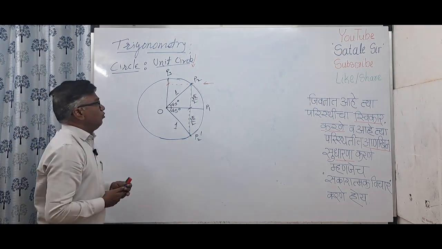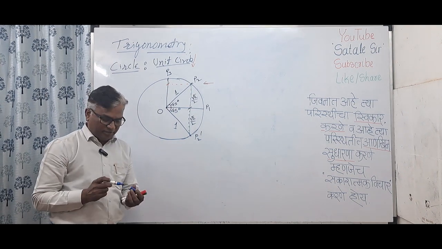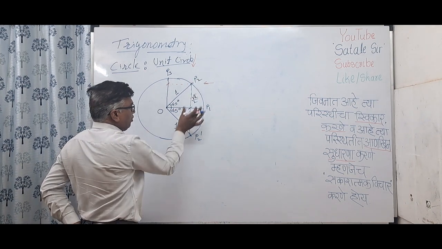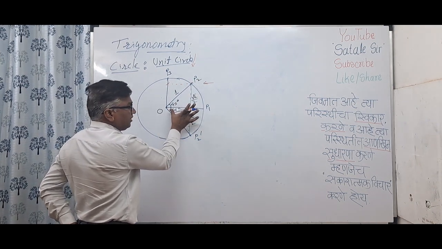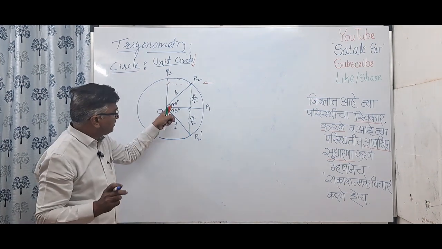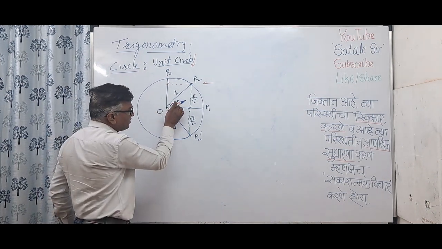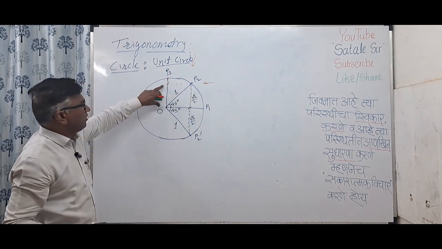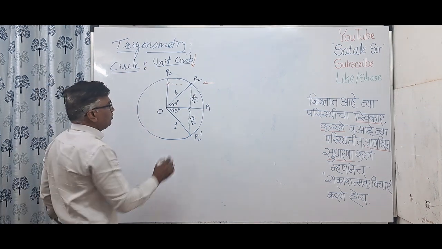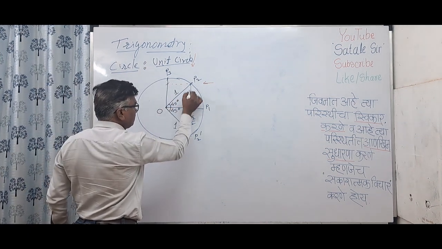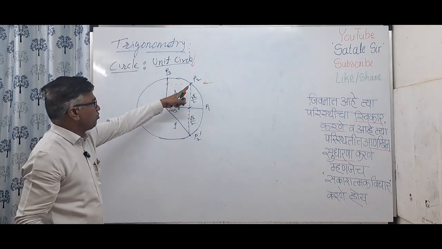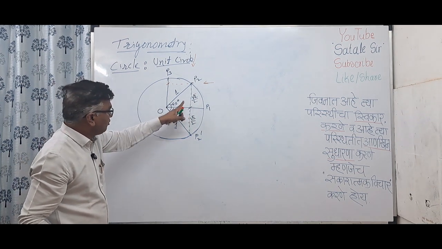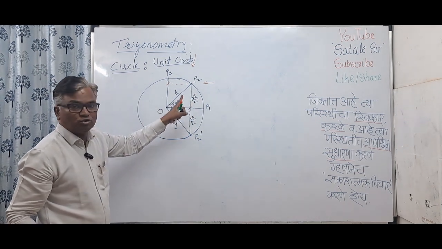Now what is this root 2 by 2 actually? If you see the basics of trigonometry, it says the projection of this point P2 on this horizontal line is called the cosine of this angle 45, and the projection of this point P2 on this vertical side is called the sine of that angle. So this distance from here to here is equal to this distance. That means the projection of point P2 on this vertical line is root 2 by 2. That means sine of this angle 45 is equal to root 2 by 2.